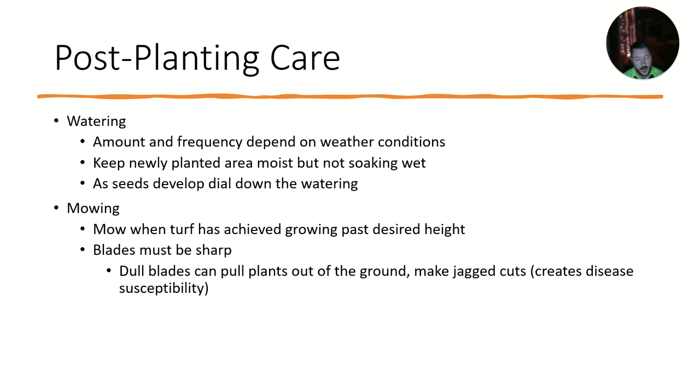And then as far as mowing goes, you mow when the turf has achieved the desired growing height. So if it gets up to like 6, 7, 8 inches, it's good to mow it back down to 4, and then you keep maintaining it. You want to make sure the blades are sharp because the dull blades could pull plants out of the ground or make jagged cuts. Those jagged cuts then make the plants susceptible to disease.